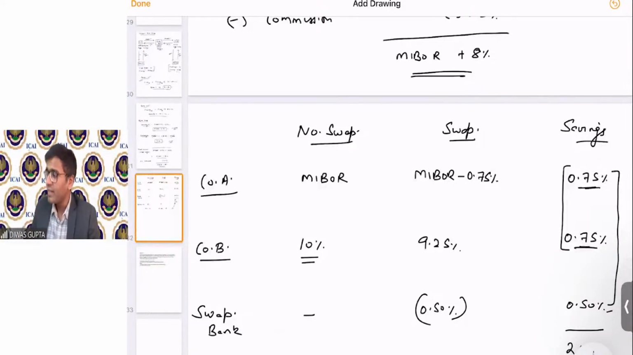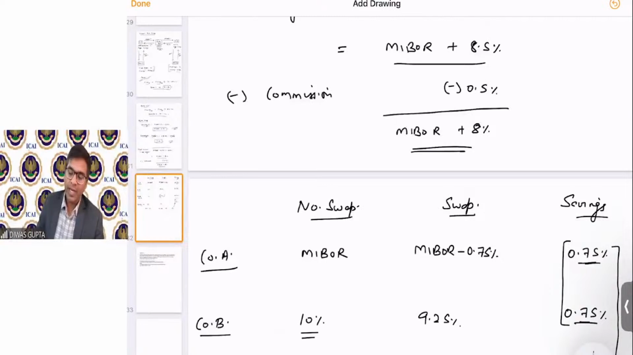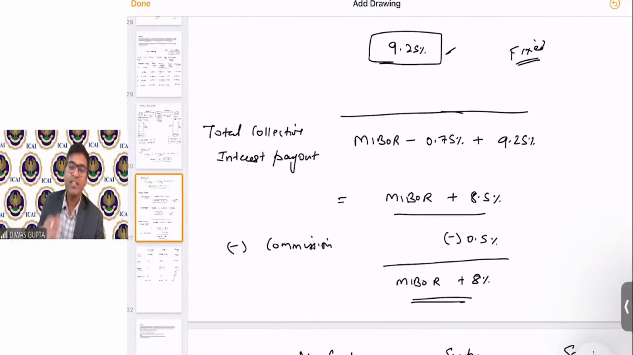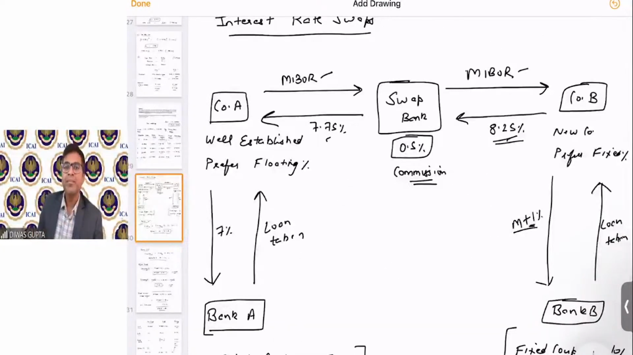So in practical life, how can a company approach a bank? Guram is asking that. Good question. If you see in practical life, let's say we are company A and we approach a swap bank. We will not know whether the swap bank has a company B kind of a company also in the back end.